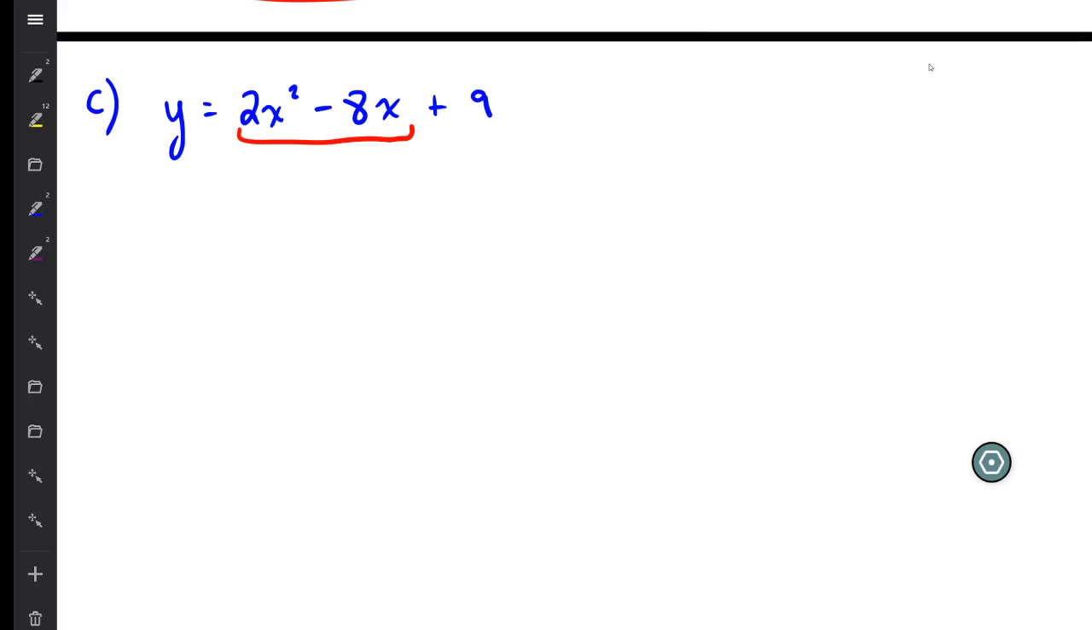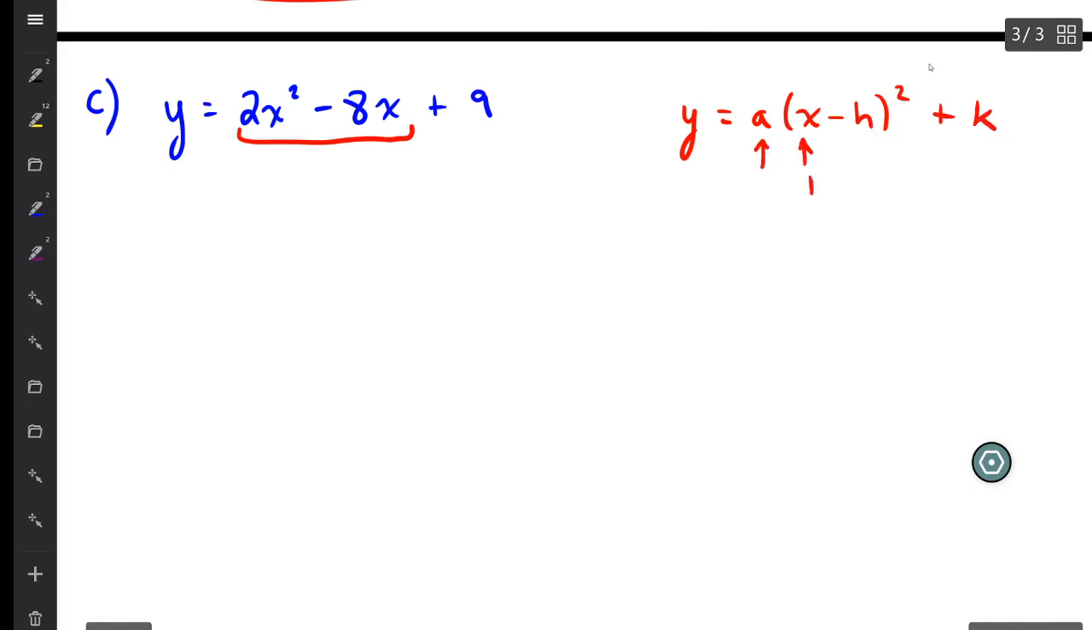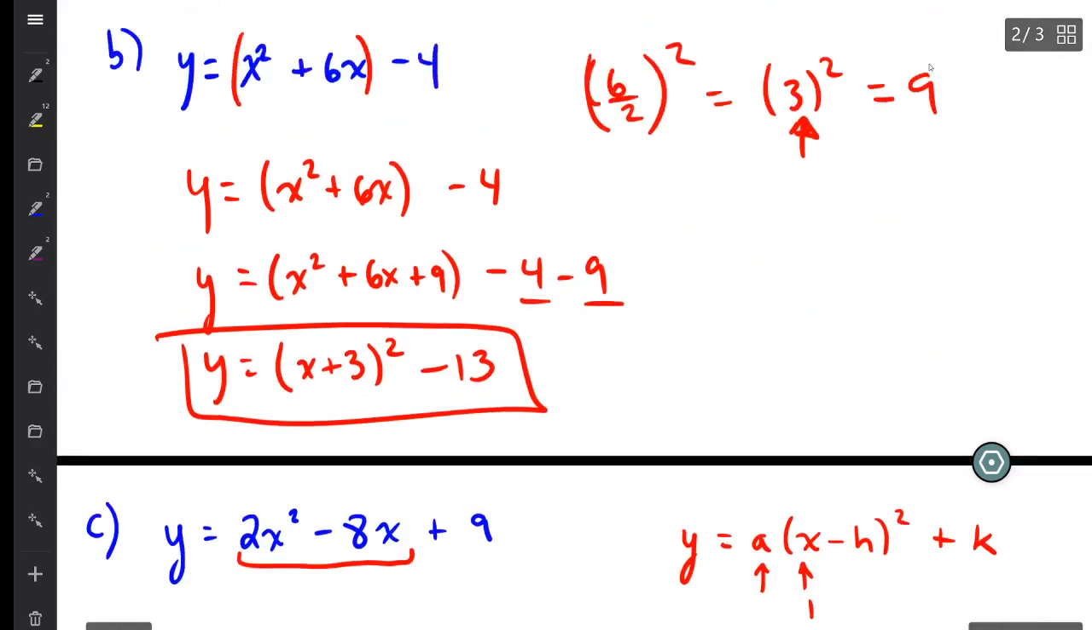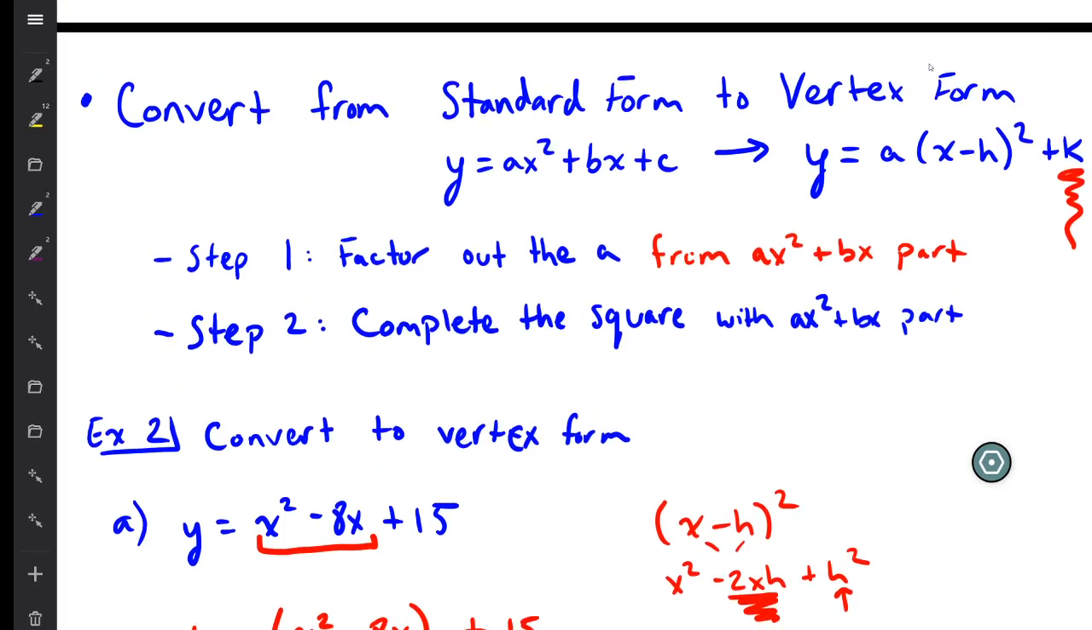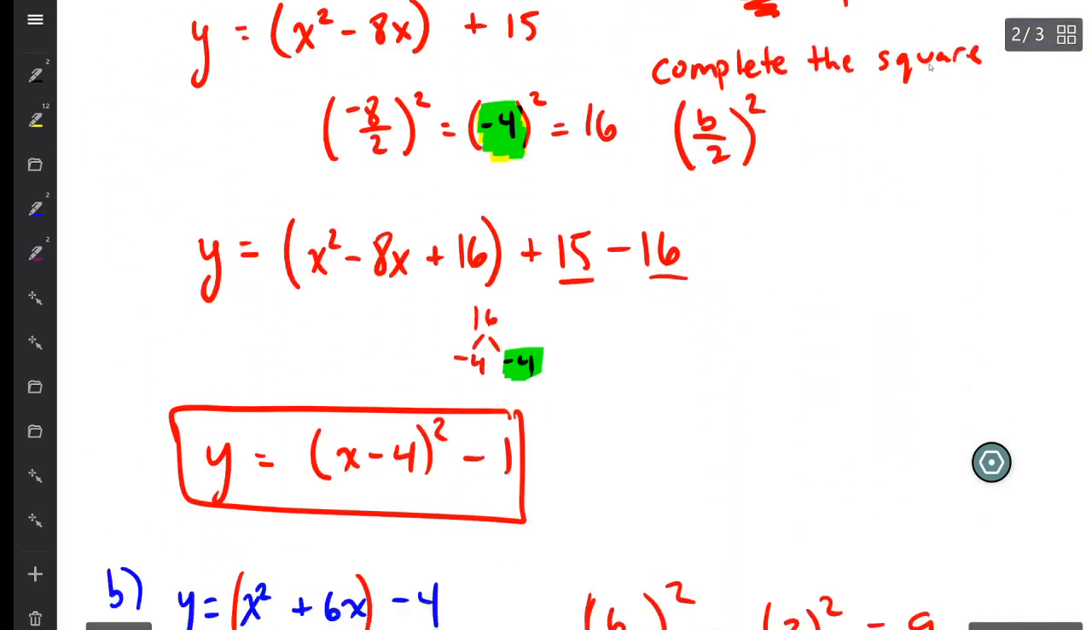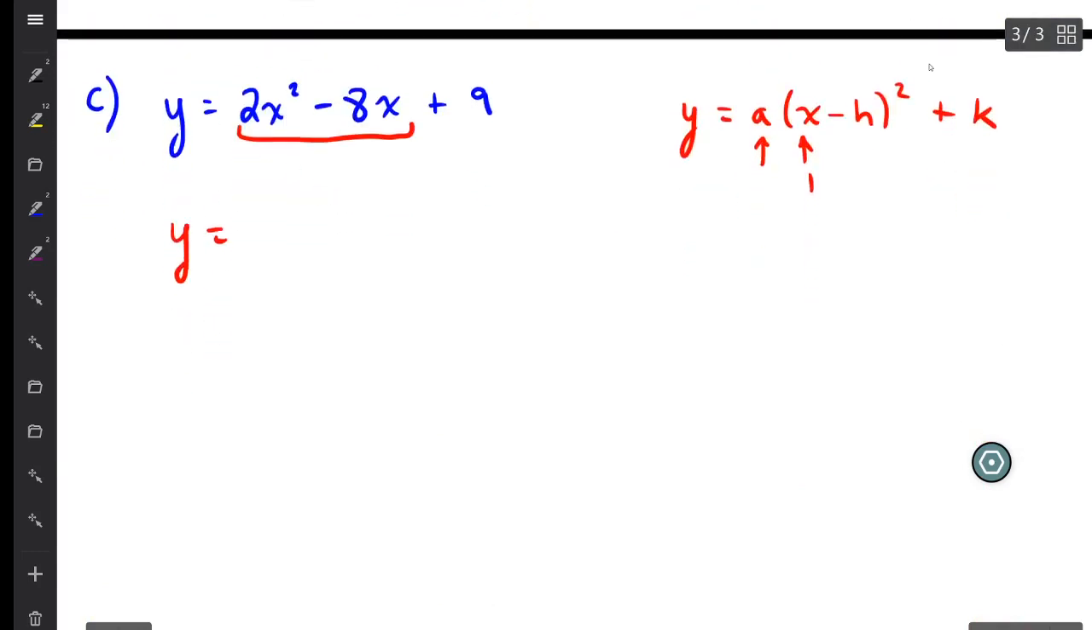We can't have that 2 in front, because remember, when we look at what we're trying to get to, vertex form, the a, the number, is out here. In front of the x is just a 1. So this is that step 1 when I was writing up here our steps, is to factor out the a just from the ax squared plus bx part. So what I can factor out from that part is a 2.